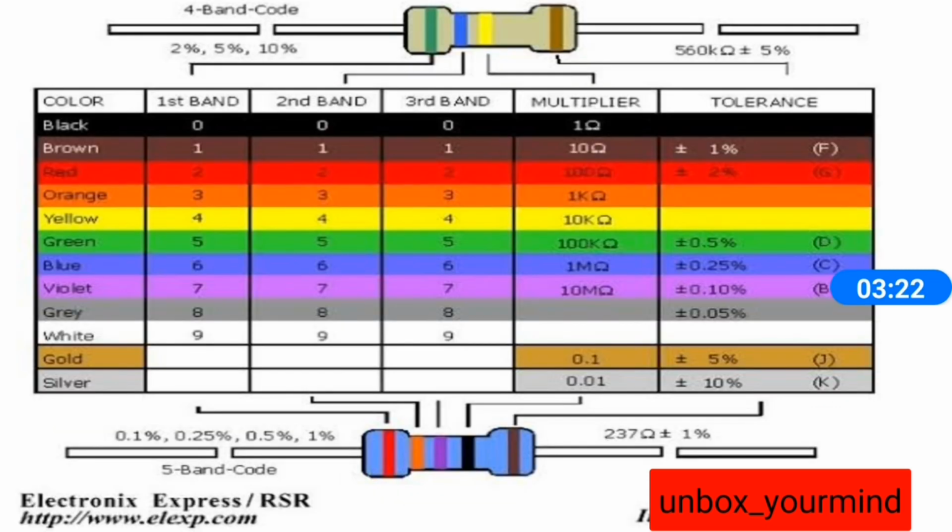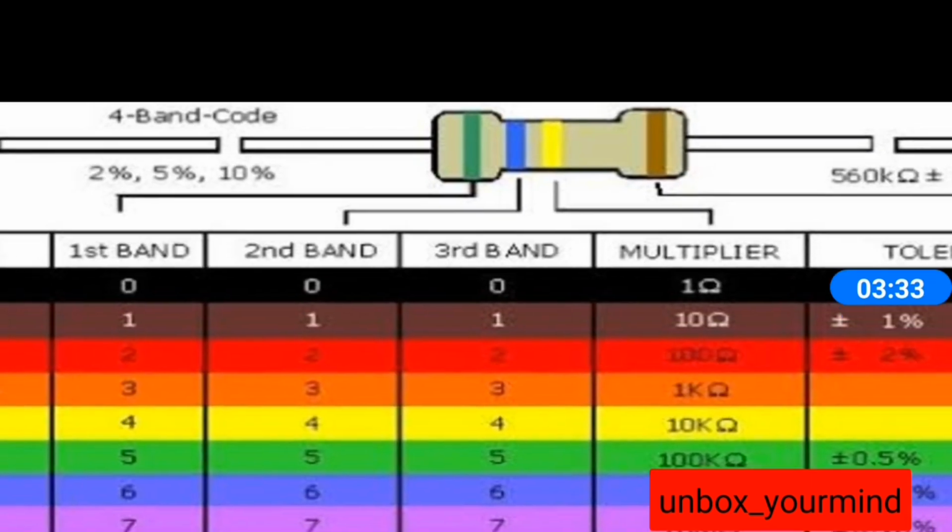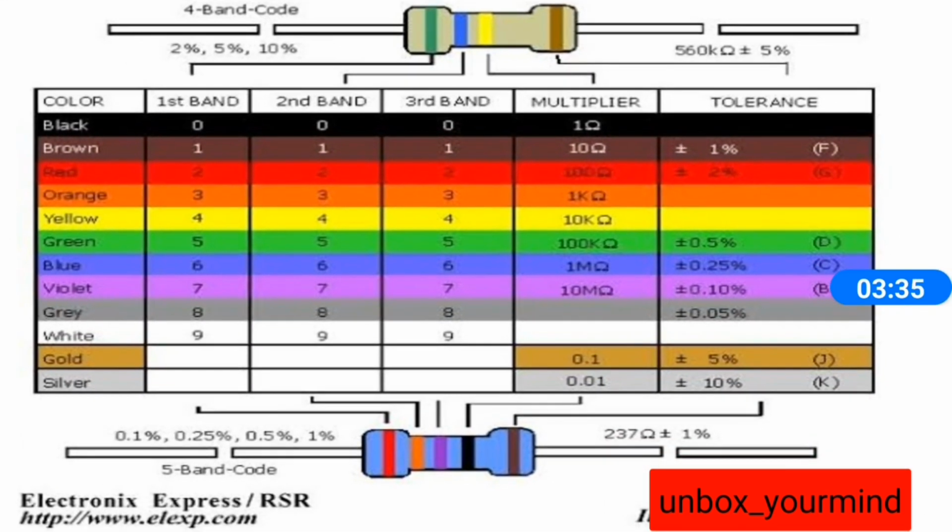Next is finding the resistance of a practical resistor. In practical resistors we have two types: the 4-band code, shown at the top, and the 5-band code. Most resistors will be in the 4-band code.